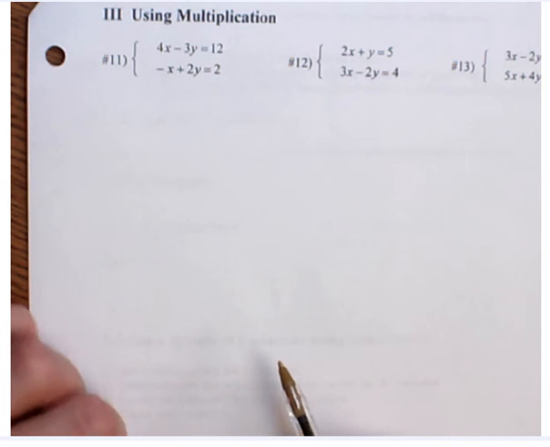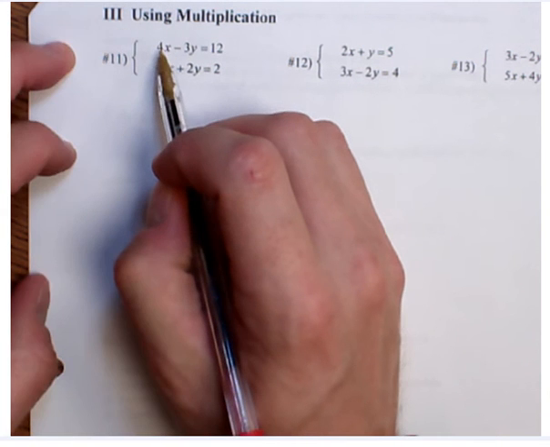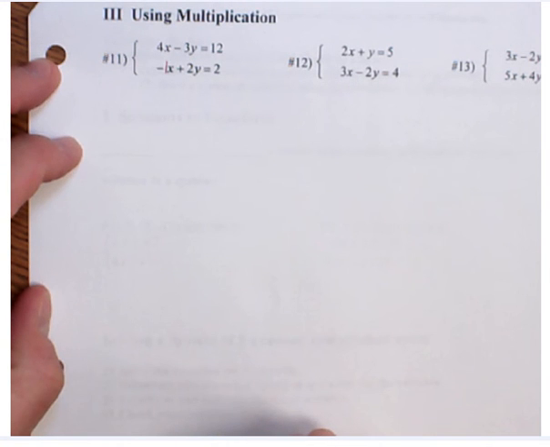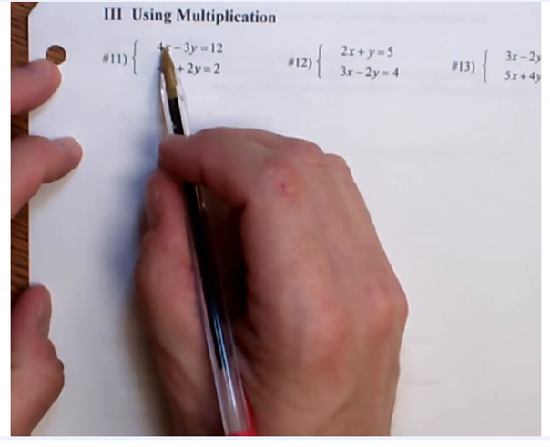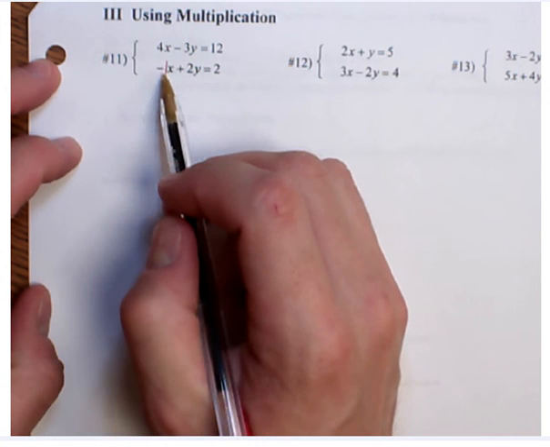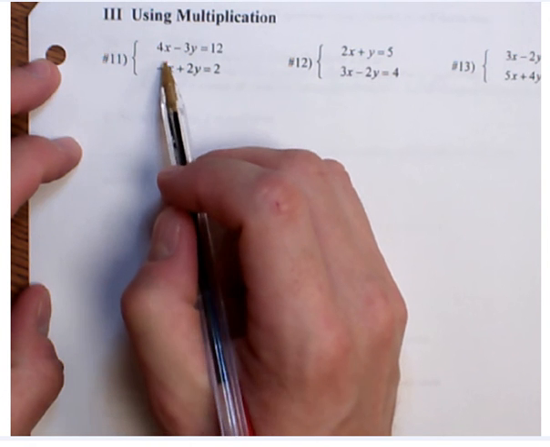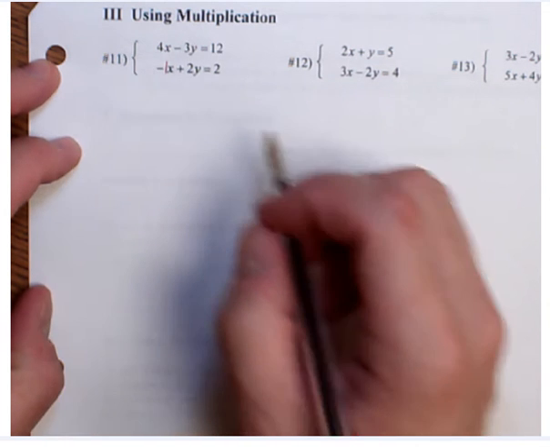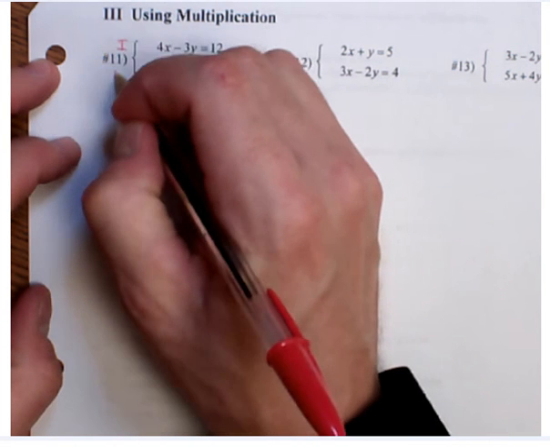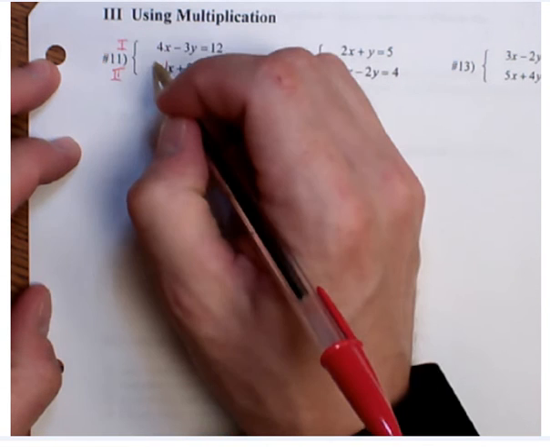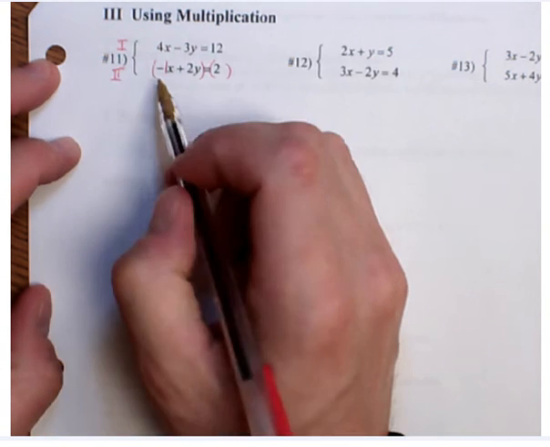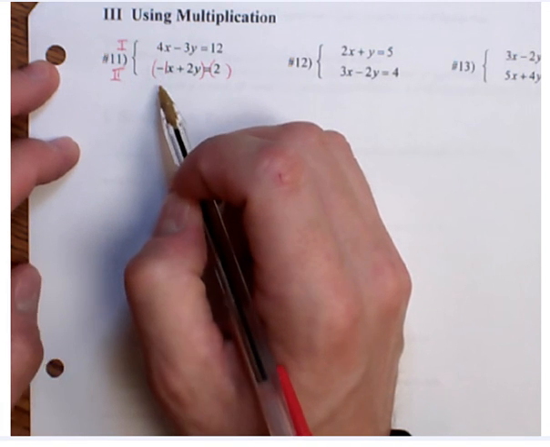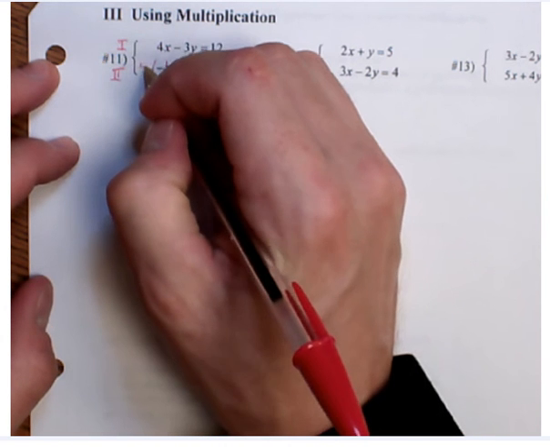So we're going to think ahead. If I look at x, this is +4x and this is -1x. If I could get these to be opposites, if I could make this -4, then I could add this to +4 and get 0. So I'm thinking, here's equation 1, here's equation 2. What can I multiply the bottom equation by that would make this a negative 4? Negative 1 times what gives me negative 4? And the answer is, I'm going to multiply by 4.